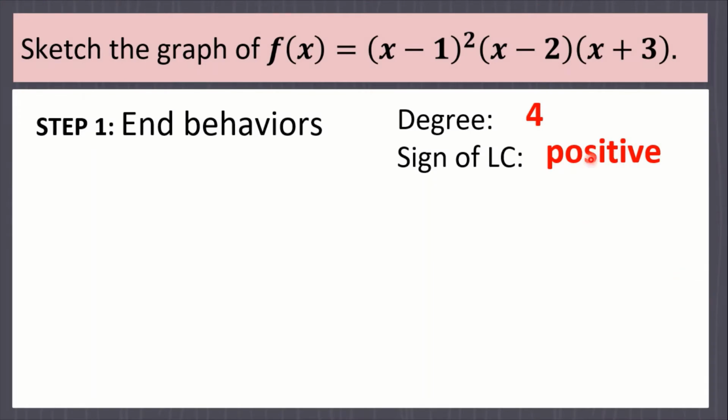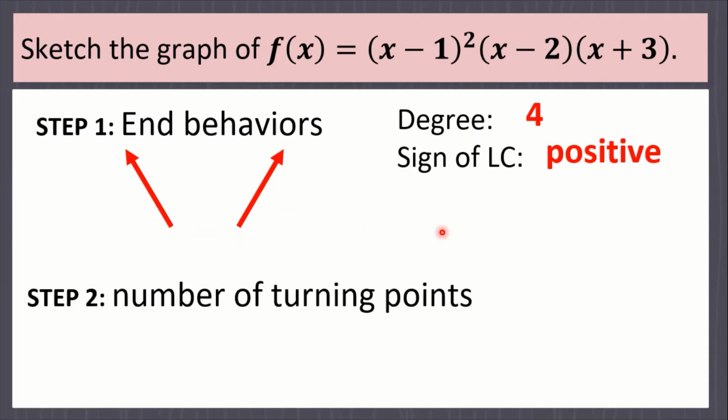Since the degree of the polynomial function is 4 and 4 is an even number, so kailangan pareho ng direction yung end behaviors natin. It's either rising or falling. But since the sign is positive, therefore, the end behaviors we are expecting is that the graph is rising sa left and rising sa right. That is, as x approaches negative infinity, the function approaches positive infinity. And as x approaches positive infinity, f of x approaches positive infinity. So, rising.